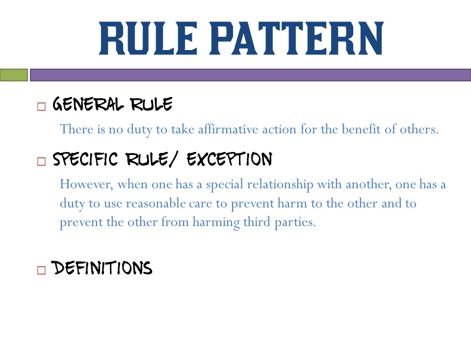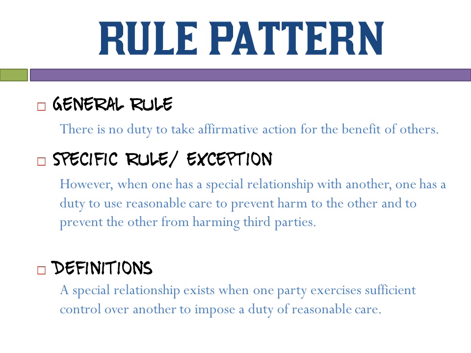Well, now, we haven't defined what a special relationship is, so that's something else you'd want to put in. A special relationship exists when one party exercises sufficient control over another to impose a duty of reasonable care. Now, you don't need to write down the labels general rule, specific rule, definition. You just need to put down all three of those parts of your rule so that you can parallel that in your analysis and have all three parts there.